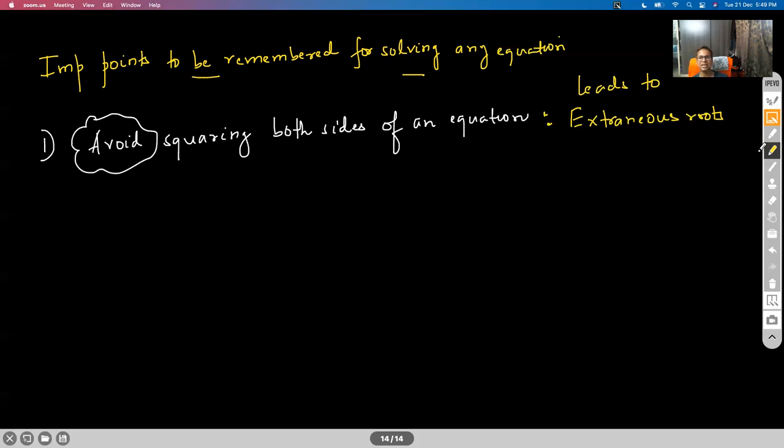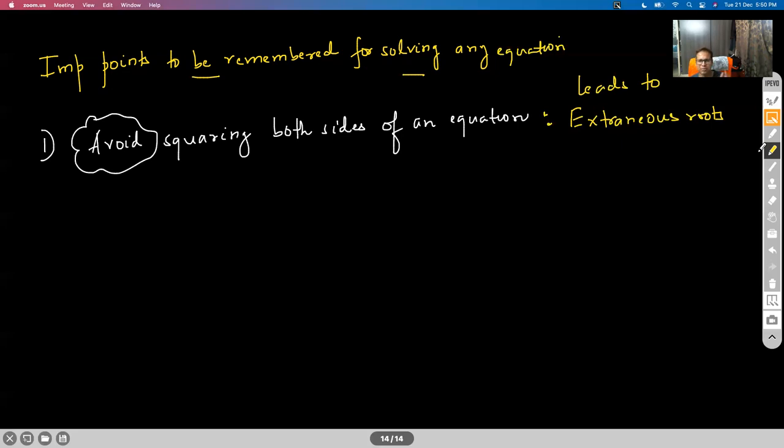Don't try to square where a general solution is being asked, because if a general solution is being asked, even the extraneous roots will be very, very large in number. So removing all those solutions would become a tedious, complicated task for you all. Okay, I'll tell you what I mean by that.